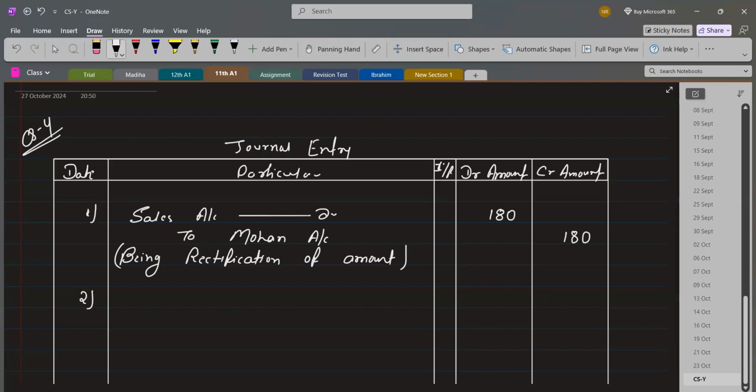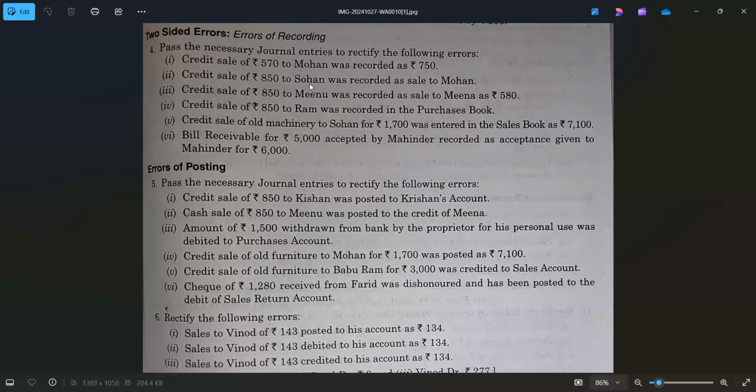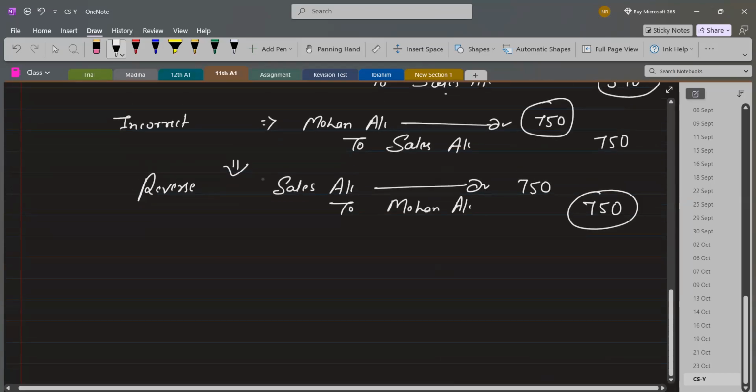Second one, you understood this? Yes, sir. Okay.